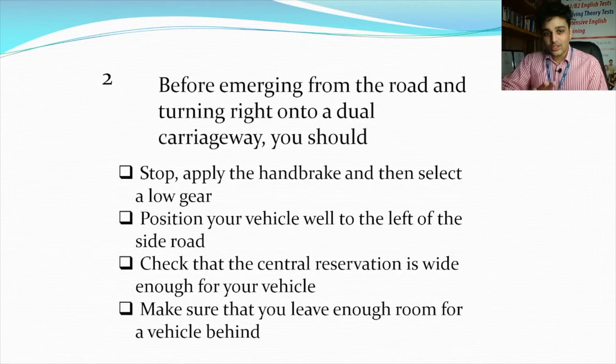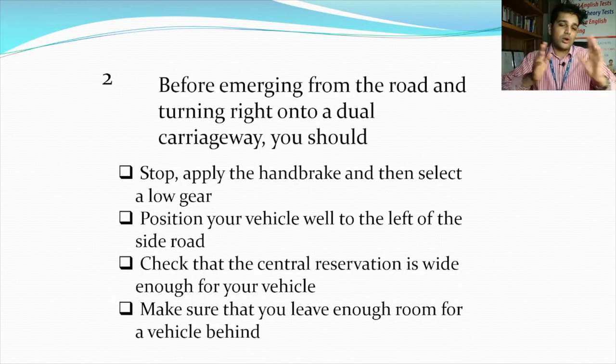Before emerging, emerging means when you're leaving the road. So when you're leaving the road and turning right onto a dual carriageway, which is different from a motorway. Dual carriageway is two lanes going up, two lanes coming down. On a motorway there's no central reservation. You can only get on and off the motorway from the left-hand side. We'll cover that a little bit later on. Stop and apply the handbrake and then select a low gear. No, this is not good.